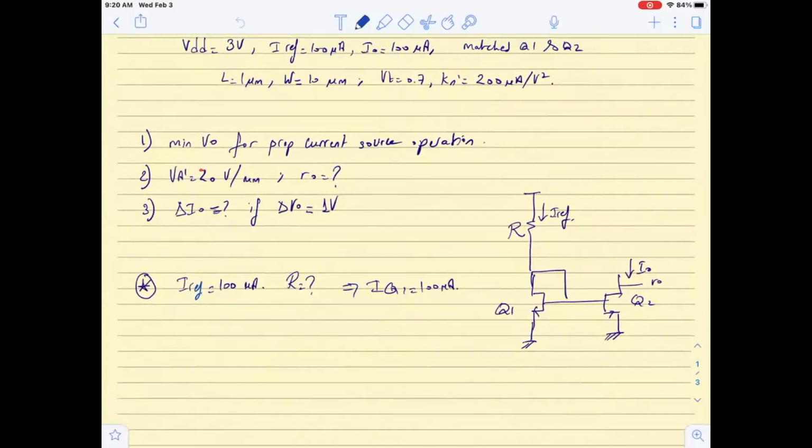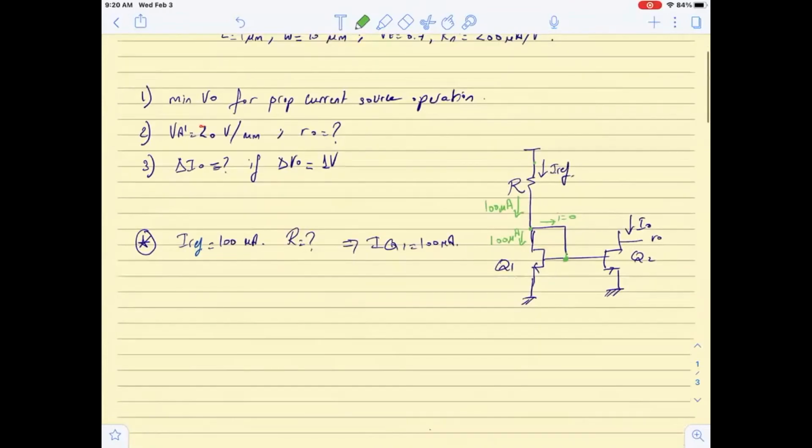So what do we know about this circuit? We know that I reference is equal to 100 microamps, right? We know, because the current flowing here is equal to 0, that I have here also 100 microamps. And we need first to guarantee that this happens. To design the circuit, we need to solve for R. But to solve for R, let us see what are the equations that we know. We know that this is VDD, and this node is G, and this node is S, okay?